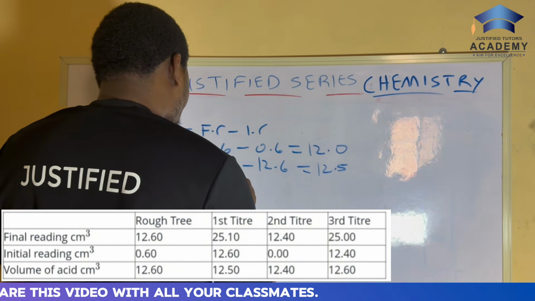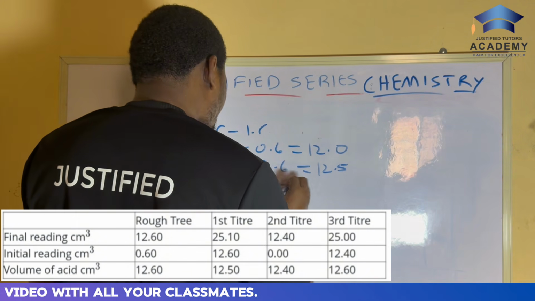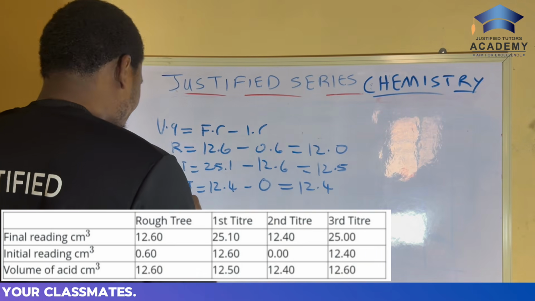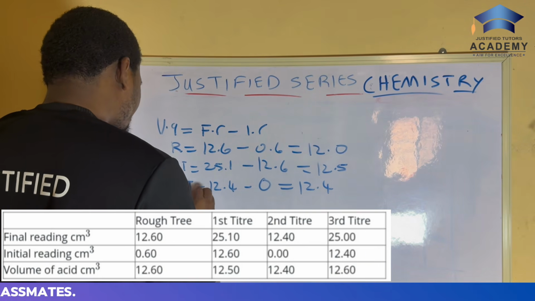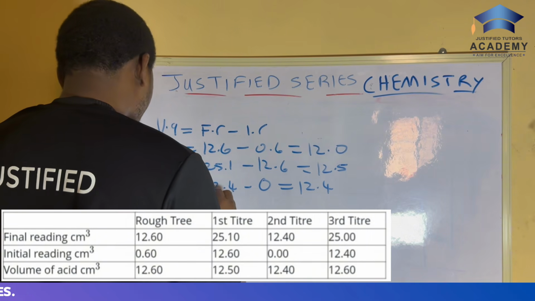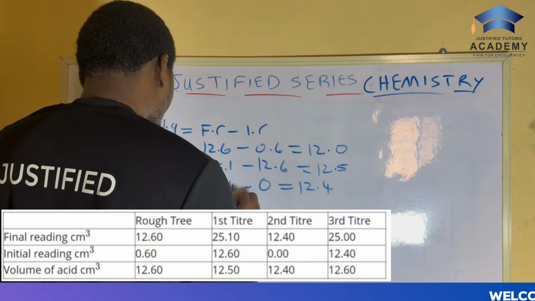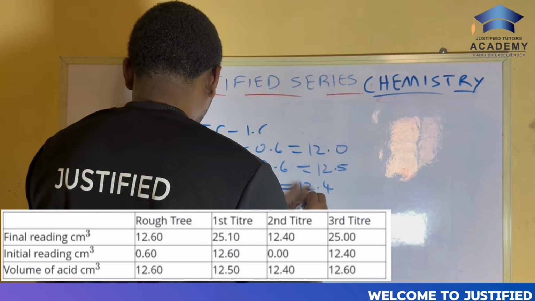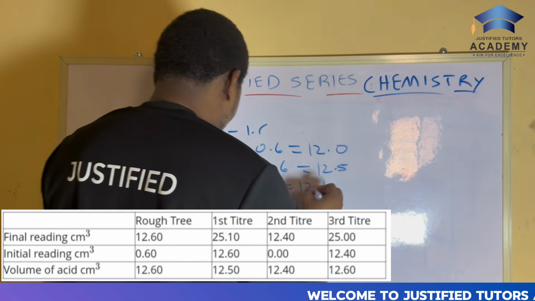12.4 minus 0, and you get 12.4. So now for the third titer value, it's going to be 25.00 minus 12.4, which gives you 12.6. You can see now.